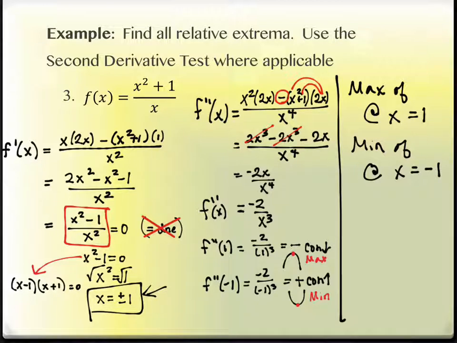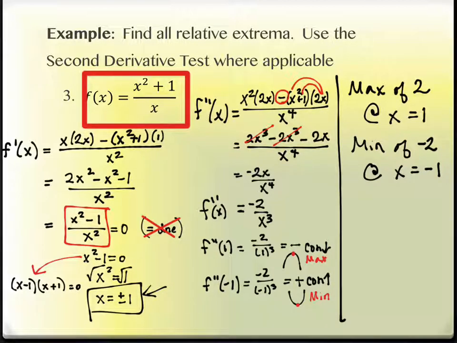But how do I determine what the maximum and minimum values actually are? The original function tells me that, exactly. So let's go back and take a look. If I were to plug x equal to 1 into the original function here, what am I going to get? I'm going to get 2. And if I plug in x equal to -1, what am I going to get? I'm going to get -2. Where'd my screen go? Oh, there it is.